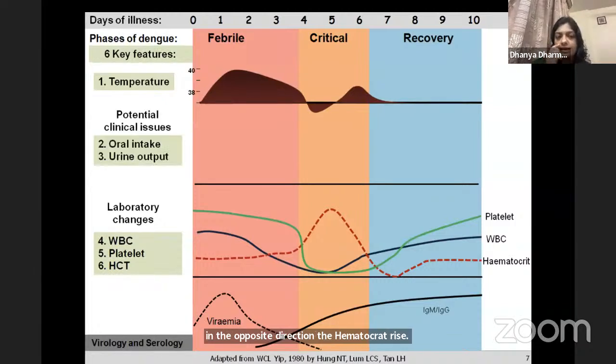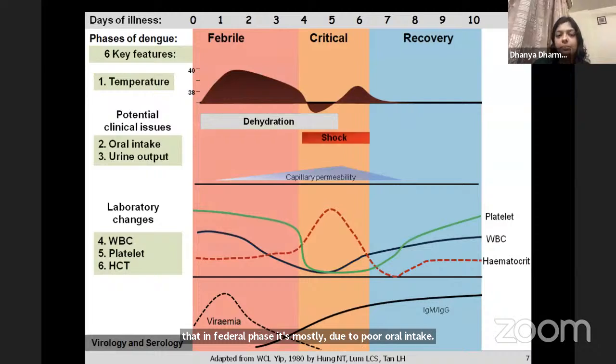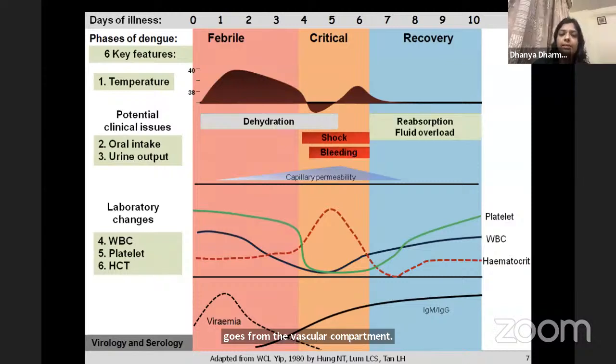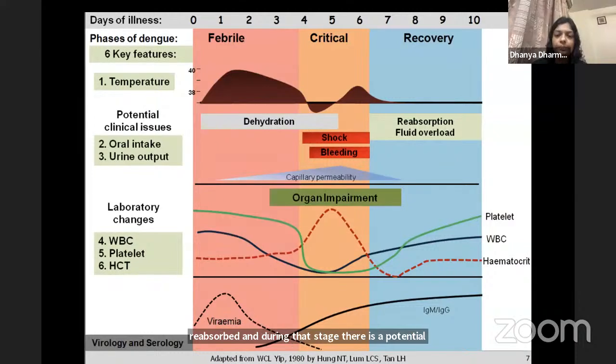Then what are the potential clinical issues? We find that in the febrile phase, it's mostly due to poor oral intake. You might have dehydration, and then gradually with time, the capillary permeability increases. And this is the reason for shock, because of the fluid shift that occurs from the vascular compartment. And not only that, there can be organ impairment, DIC, and bleeding. And then later, the fluid is reabsorbed, and during that stage, there's a potential issue of fluid overload.